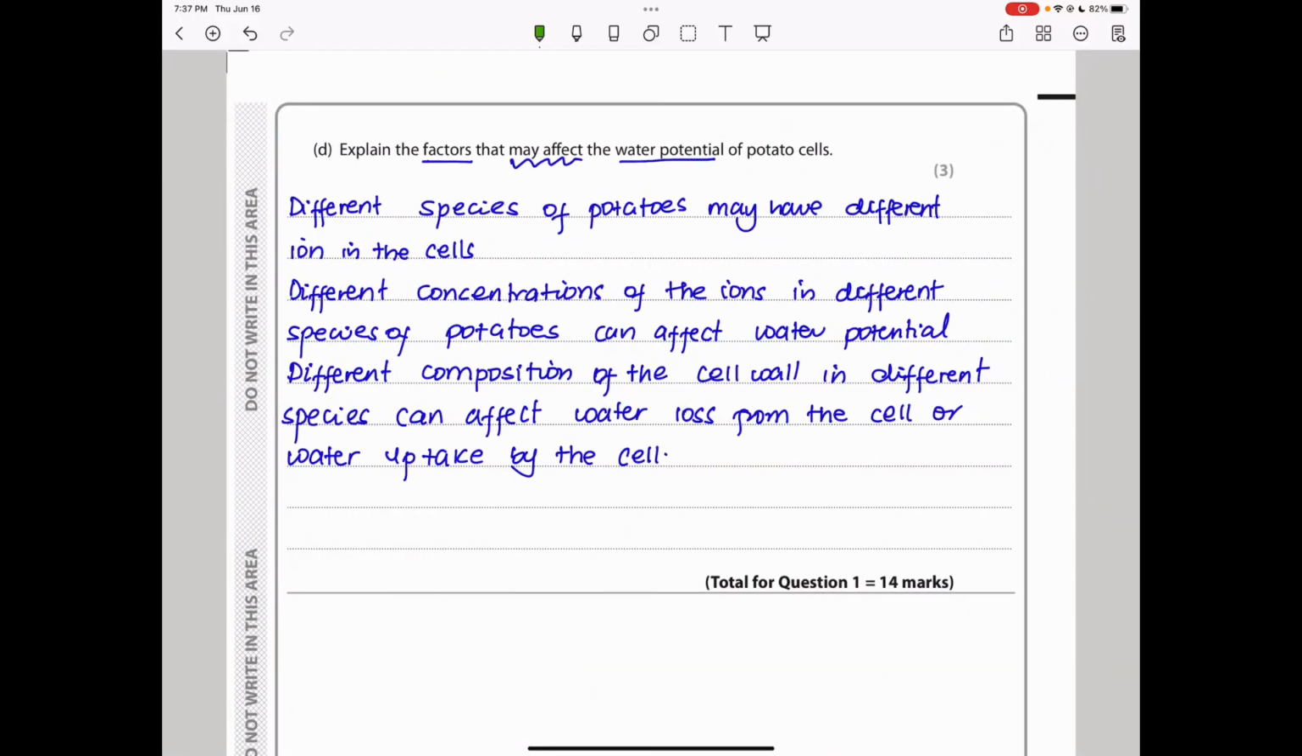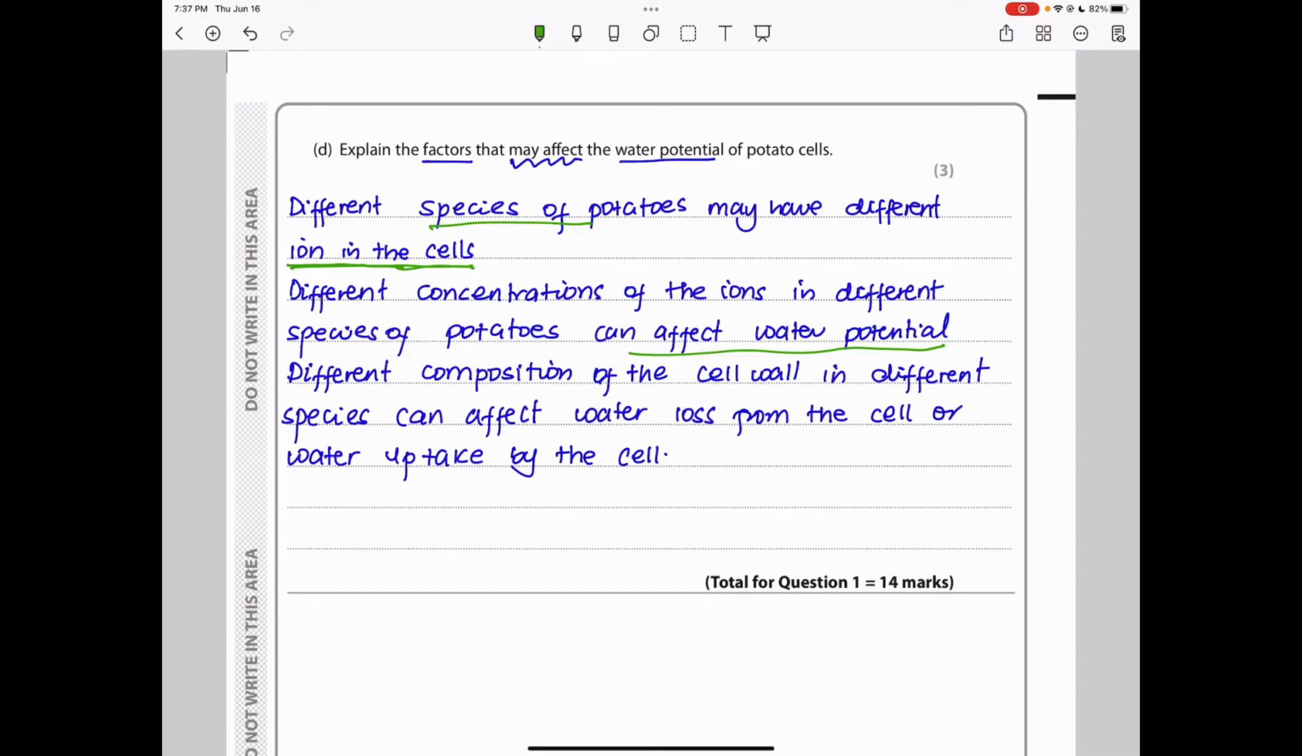This is the last part of question 1. They say explain the factors that may affect the water potential of the potato cells. So here we have to know that, depending on the composition of the potato inside, different potatoes or different cells within potatoes can have different ion composition or ion concentration, so that could affect. So depending on the species, the ion concentration inside the cells could be different. A different concentration of the ions can affect the water potential, and also the different compositions of the cell wall.